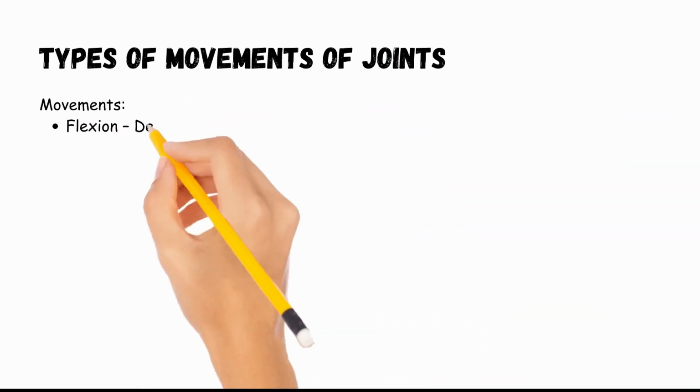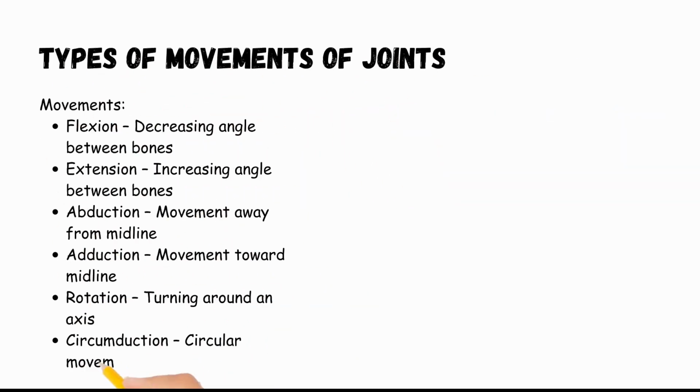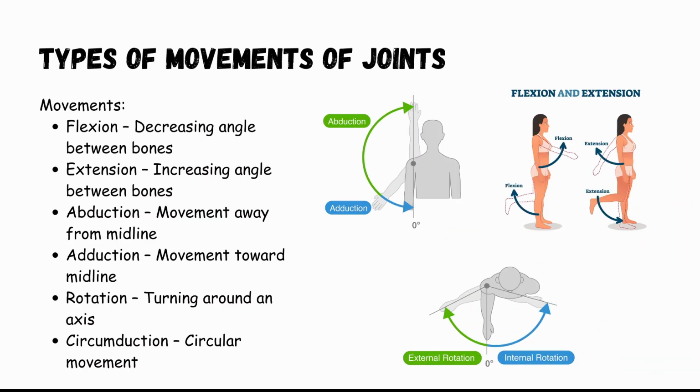Now let us understand different types of movements. Flexion decreases the angle between bones. Extension increases the angle. Abduction: movement away from the midline. Adduction: movement toward the midline. Rotation: turning around an axis. Circumduction: circular movement combining several motions. These movements are essential for daily activities and physical performance.